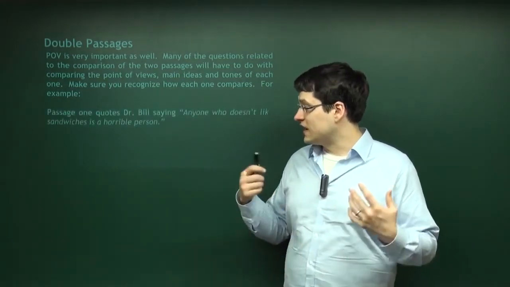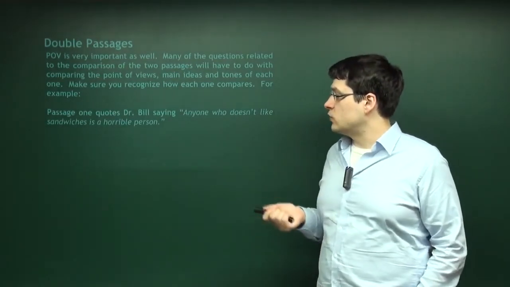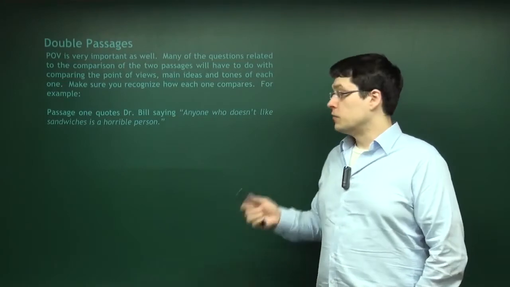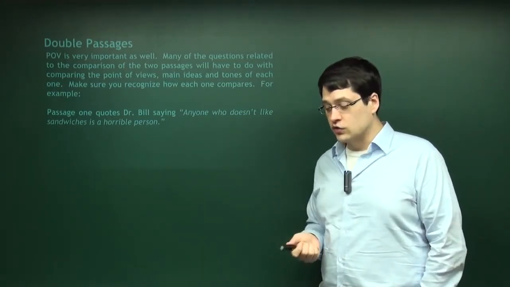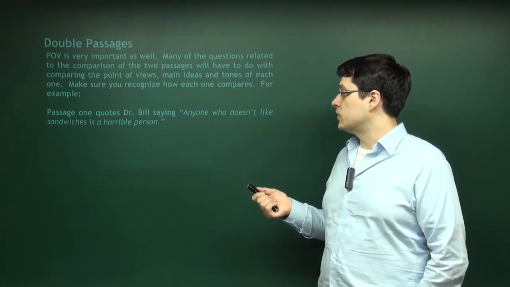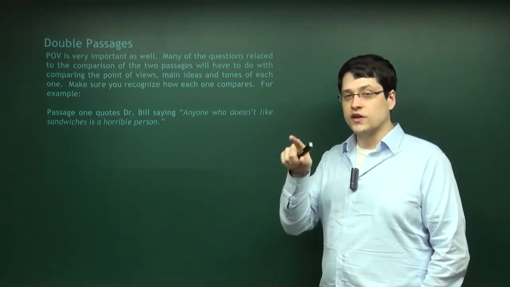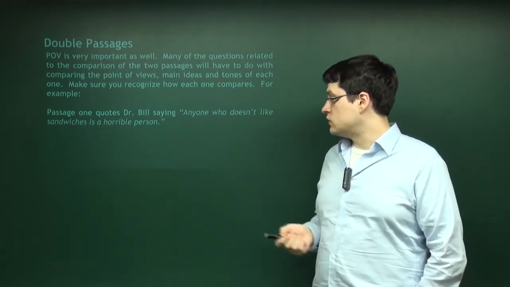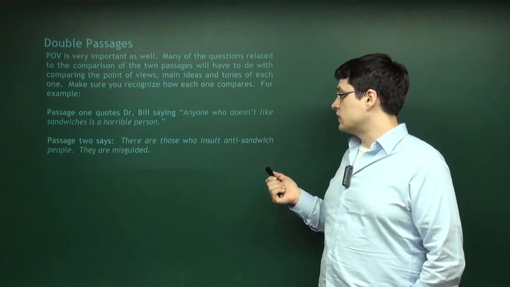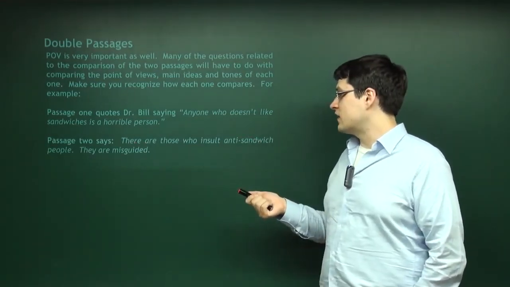So, for example, you read passage 1 and Dr. Bill says, anyone who doesn't like sandwiches is a horrible person, right? And clearly, because you know what you're doing and you know to look for your points of view and your characters, you see, aha, Dr. Bill has a strong opinion about sandwiches. You mark that point of view, POV, right there on the passage. And then you get to passage 2 and you see it mentions people who insult anti-sandwich people. And you remember, that was Dr. Bill. Dr. Bill is exactly those.